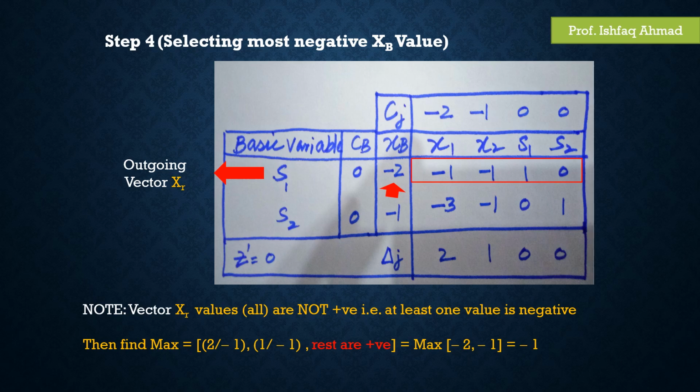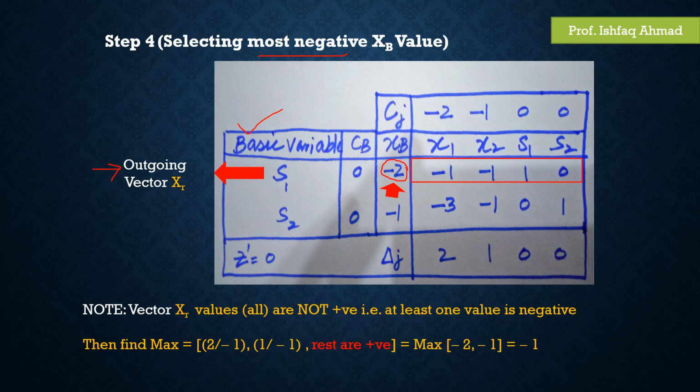Here the step 4 of the procedure, selecting most negative value after finding these calculations. So after having calculations on the previous slide, we have to decide which vector represents the outgoing value or variable. In this case, S1 is outgoing, as we find the most negative value in XB, and that value is minus 2. And for this variable, I mean S1 will be going out of the basis.